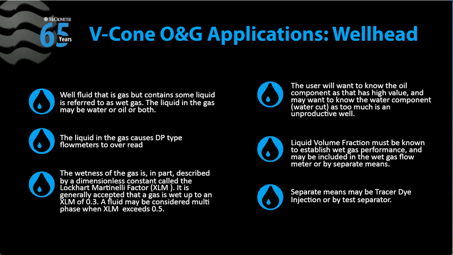Now, users want to know the oil component, as that is the high value, and they want to know the water component because too much water could indicate an unproductive well. As we are able to assist in these types of applications, there are a few things that we may need up front, such as the liquid volume fraction, so that we can establish the wet gas performance, and it is included in the wet gas flow meter by the V-cone wet gas correction equation. In these types of applications, end users will end up having to use tracer dye injection or test separators in order to separate the fluid into separate phases.